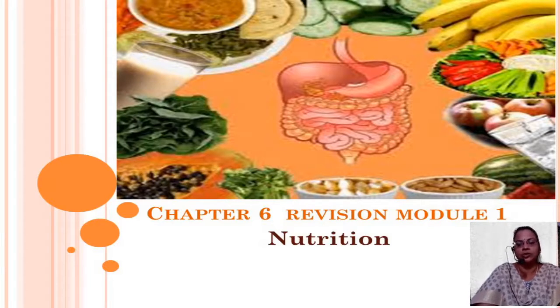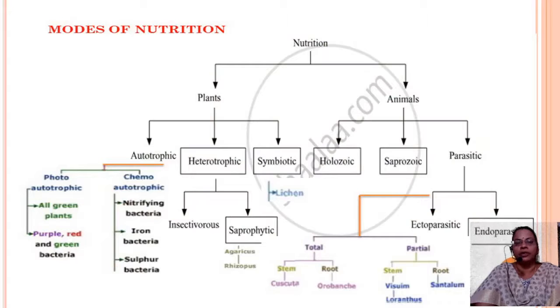So, nutrition is the process of obtaining food for the requirement of energy. There are different modes of nutrition. In plants, we can categorize the nutrition into three different types: autotrophic nutrition, heterotrophic nutrition, and symbiotic nutrition.